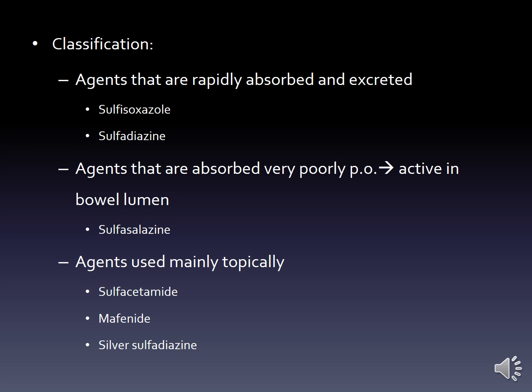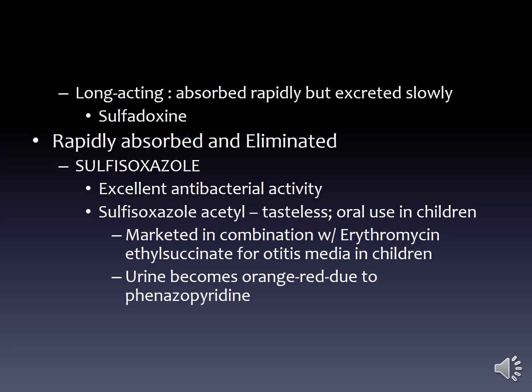Now, your sulfonamides are classified into 3 groups. There are those agents that are rapidly absorbed and excreted, like your sulfisoxazole and your sulfadiazine, and agents that are absorbed very poorly PO, so they are active in your bowel lumen, such as your sulfasalazine, and there are also agents that are mainly used topically, like your sulfacetamide, your mafenide, and your silver sulfadiazine. Now, there is also a 4th group, which is the long-acting sulfonamide, which is your sulfadoxine.